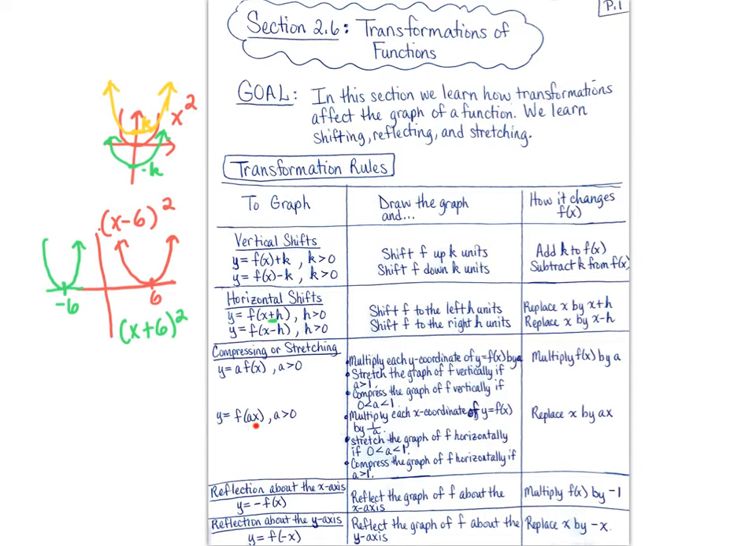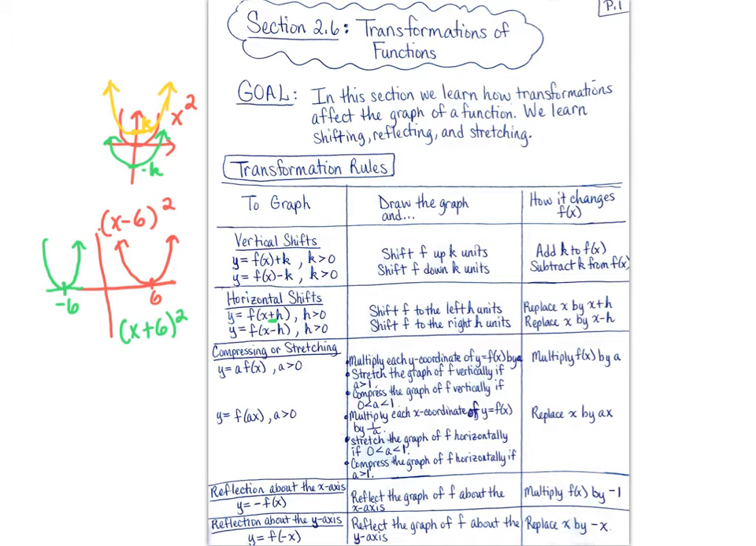Y equals f of a times x, where a is greater than 0, says multiply each x coordinate of y equals f of x by 1 over a. It says stretch the graph of f horizontally if a is greater than 0 but less than 1, and compress the graph of f horizontally if a is greater than 1. Notice that a vertical stretch makes your graph narrow, and a horizontal compress also makes your graph narrow. So what's happening to the graph is the same as a horizontal compress and a vertical stretch, and a vertical compress and a horizontal stretch.